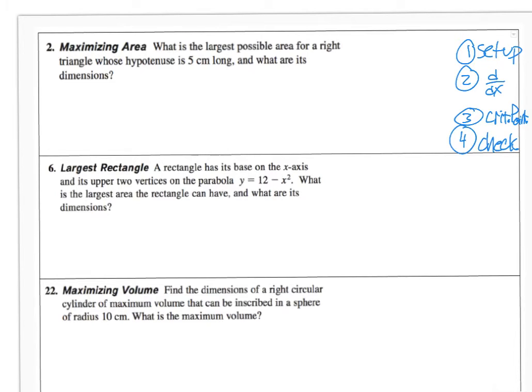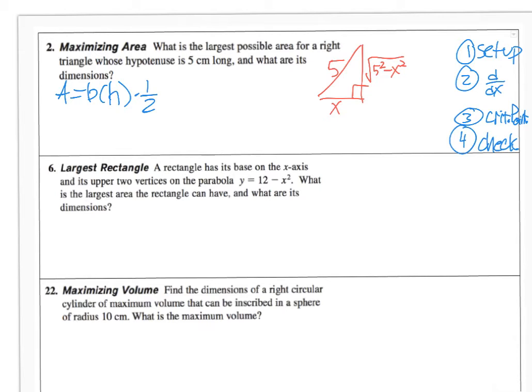So if we've got largest possible area for a right triangle, okay, I'm going to say, so my setup, A is equal to base times height times a half. Hypotenuse is 5 centimeters long. All right, that's kind of annoying. So we've got 5. If I call this x, I'm going to have to use the Pythagorean theorem to get that other side. That would be 5 squared minus x squared. Cool.